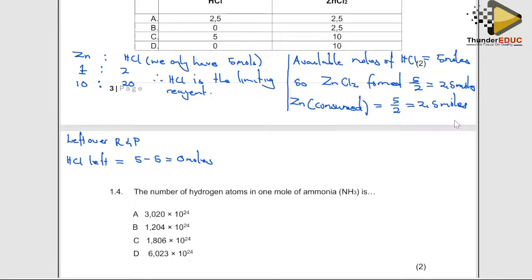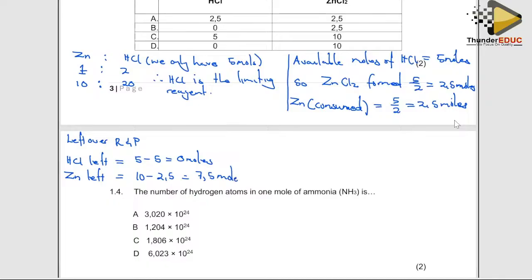Then after that, I'm going to say the amount of zinc left after the reaction. Zinc left is equivalent to how many moles? So I started with 10. Then how much did I consume? I only consumed 2,5. Therefore, what am I remaining with? I'm left with 7,5 moles. So 7,5 moles of zinc were actually left.